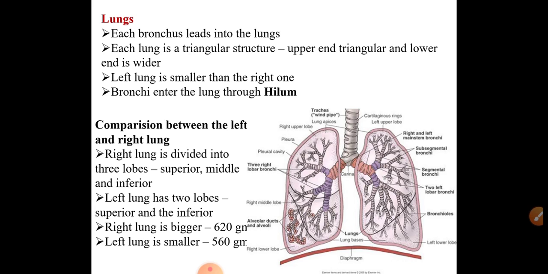Now if we compare the right and the left lung, the right lung is divided into 3 lobes, that is superior, middle and inferior, whereas the left lung has only 2 lobes, the superior and the inferior one. The right lung is also bigger and weighs approximately 620 grams, whereas the left lung is smaller and weighs about 560 grams. So this is the basic comparison between the right and the left lung.